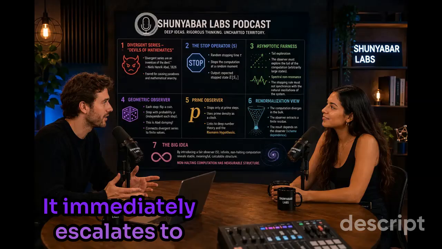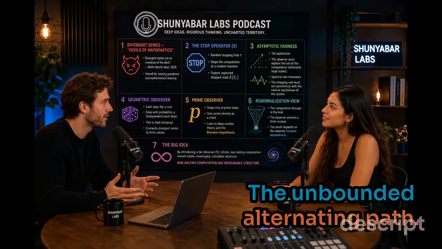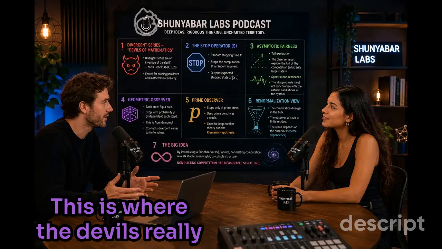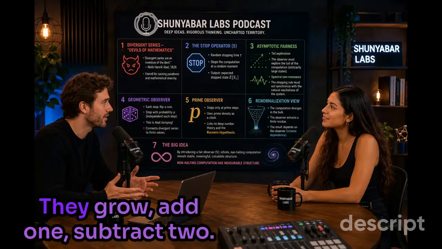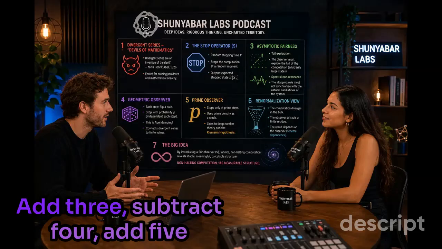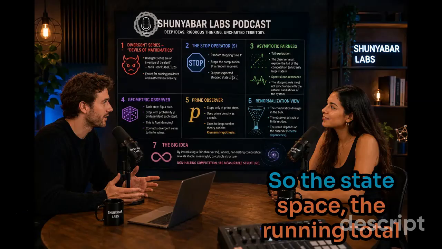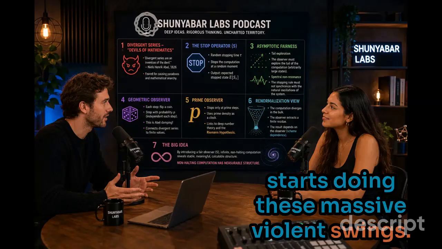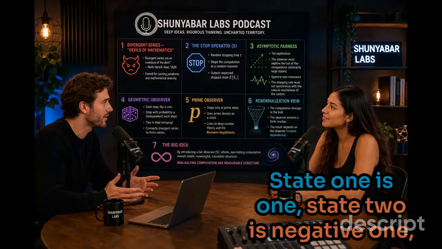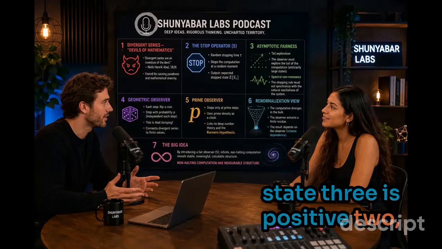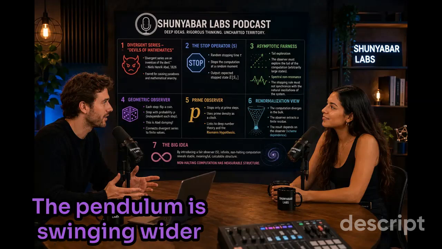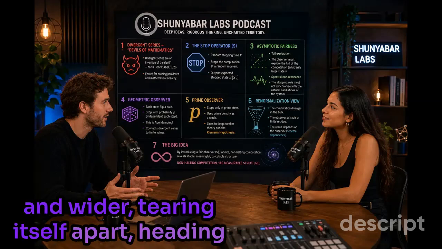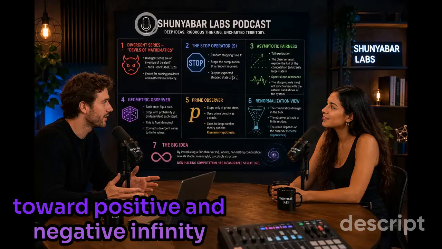The text doesn't let us get comfortable. It immediately escalates to a much more terrifying algorithm. The unbounded alternating path. Yes. This is where the devils really start to howl. The increments aren't just 1 and a minus 1 anymore. They grow. Add 1. Subtract 2. Add 3. Subtract 4. Add 5. So the state space, the running total, starts doing these massive, violent swings. State 1 is 1, state 2 is -1, state 3 is +2, state 4 is -2. It's swinging 1, -1, 2, -2, 3, -3. The pendulum is swinging wider and wider, tearing itself apart, heading toward positive and negative infinity simultaneously.